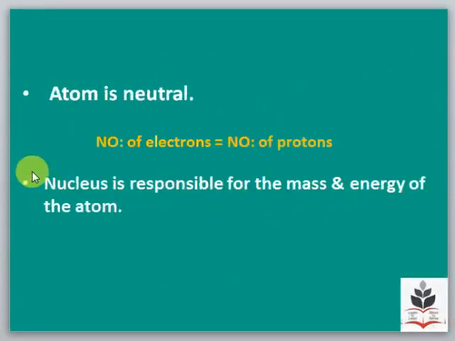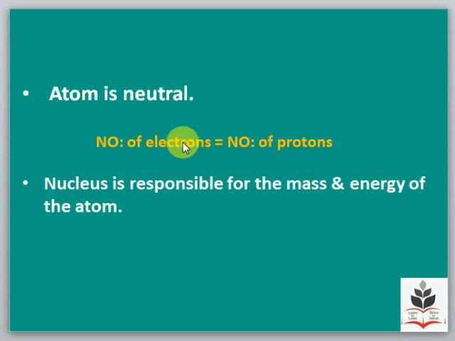Rutherford's next point was that the atom is neutral. The atom is a neutral particle. So why is the atom neutral? It contains negative charges like electrons and positive charges like protons, but still it is neutral because the number of electrons will always be equal to the number of protons.